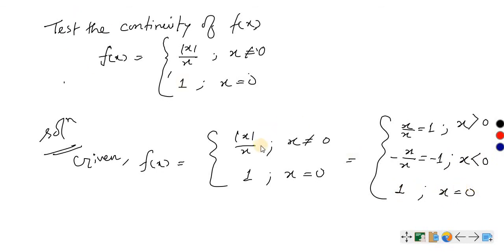Since it was modulus here, we have divided it into two parts. One is plus x and the other is minus x, and we have given the condition as well. When x is greater than 0, we have positive x, and when x is less than 0, we have negative x. After simplification, we have 1 and minus 1. Now let us proceed further.